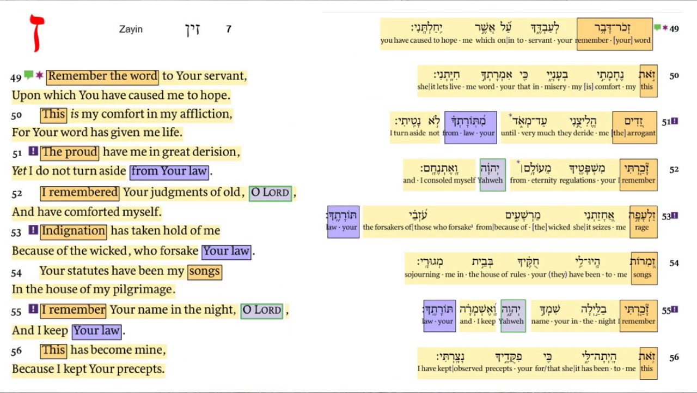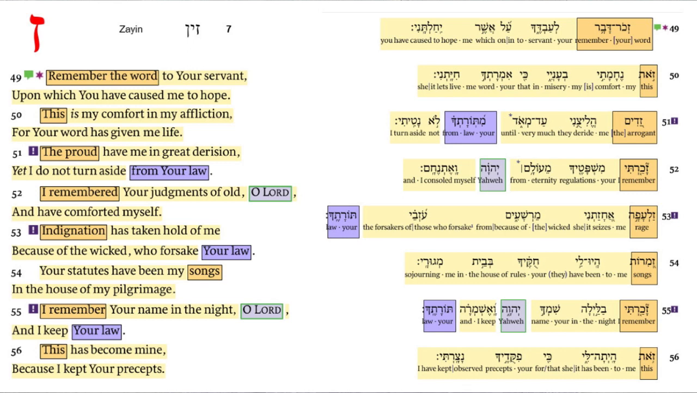And this is the letter Zayin. Verses 49 to 56 says, "Remember the word to your servant upon which you have caused me to hope. This is my comfort in my affliction, for your word has given me life. The proud have me in great derision, yet I do not turn aside from your law.